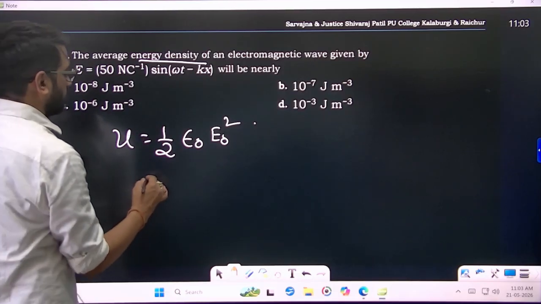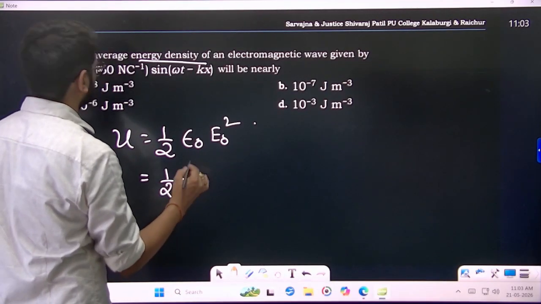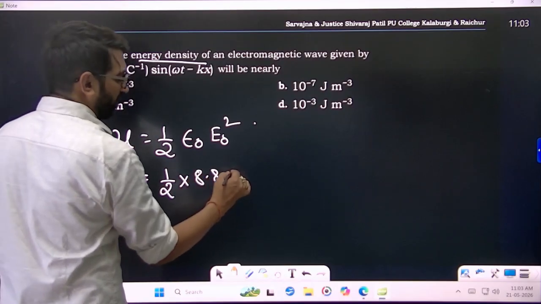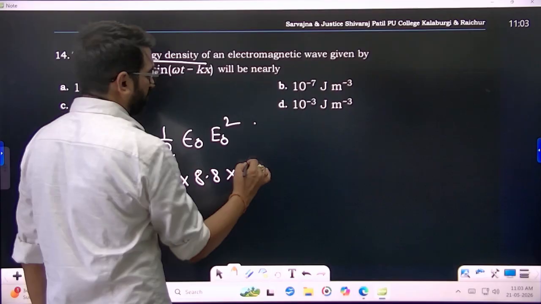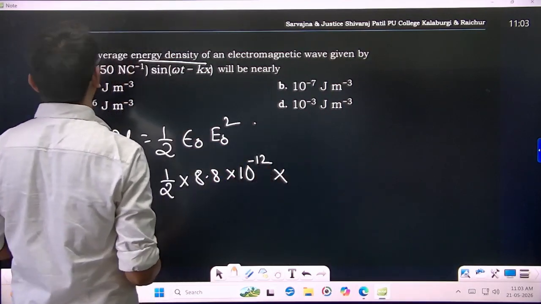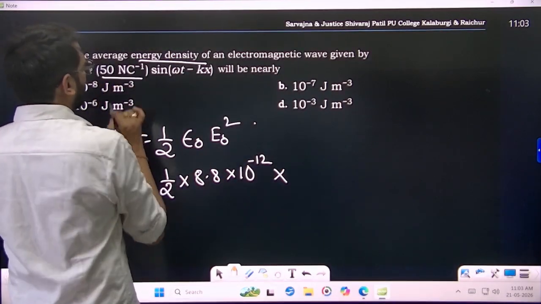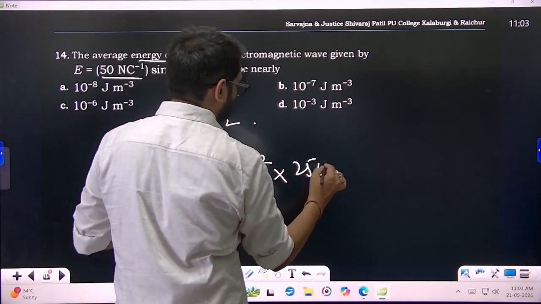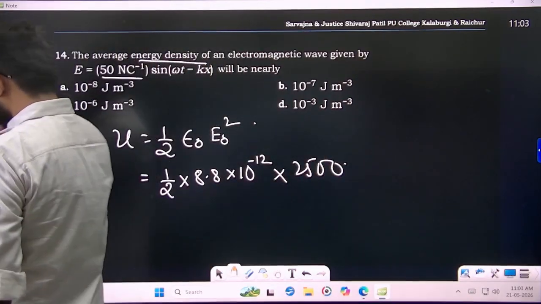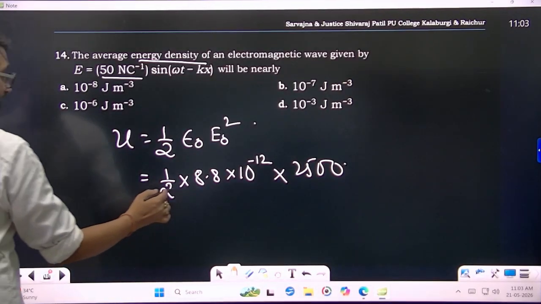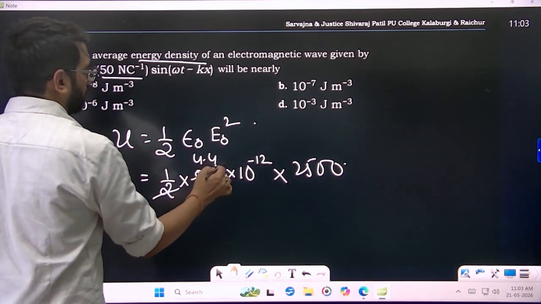So this is equal to 1 by 2 into 8.85 into 10 to the power of minus 12 into E naught square. Here E naught is 50. 50 square is 2500. So if you multiply this approximately, it is 4.4.